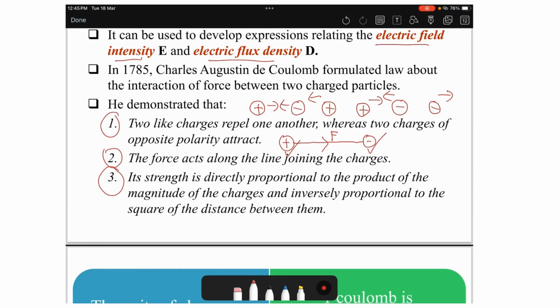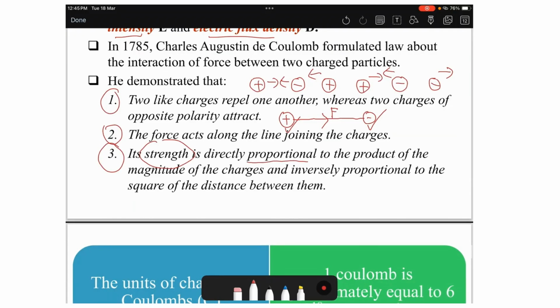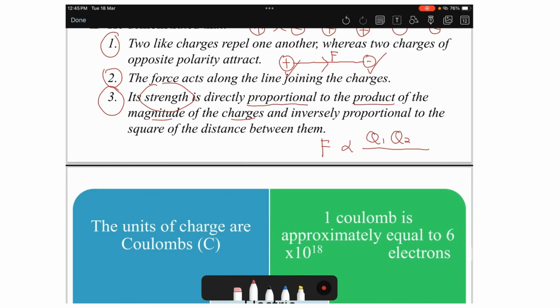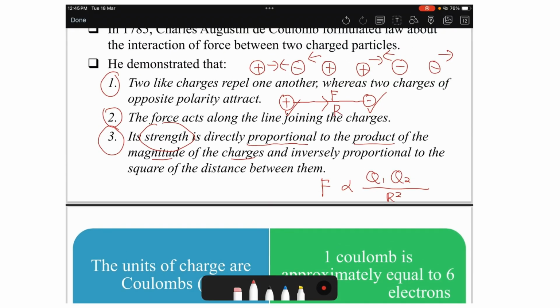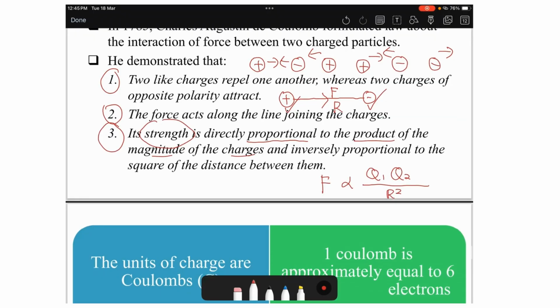And the third one is the strength, how strong the force is. It is proportional to the product of the magnitudes of the charges. If you have two charges, Q1 and Q2, the force is proportional to their product, and inversely proportional to the square of the distance between them. So this is the distance, the square of the distance between the two charges. So this is Coulomb's law.